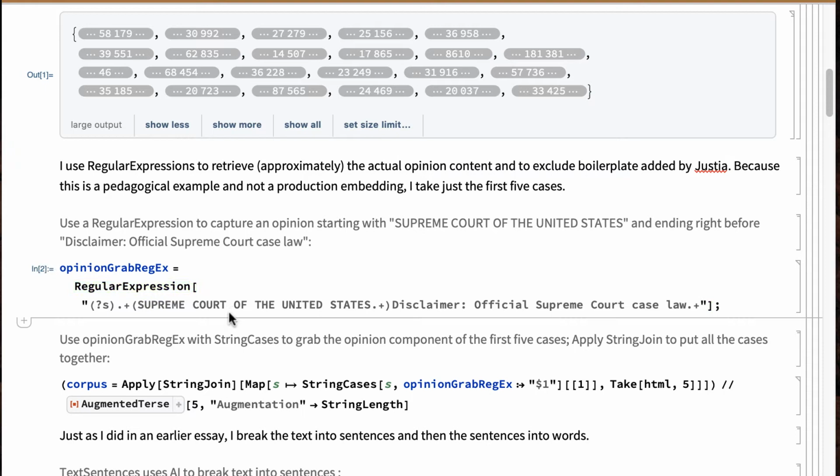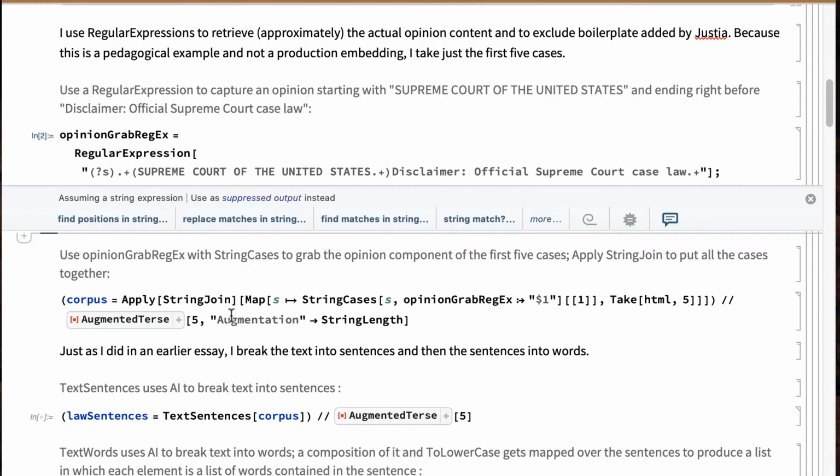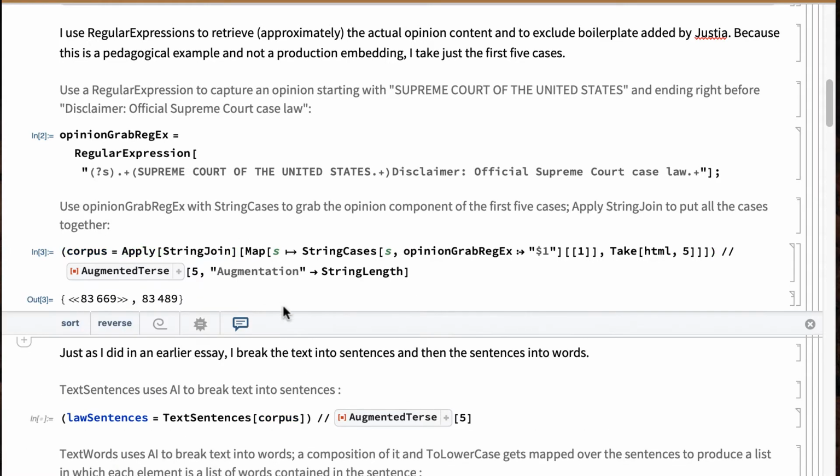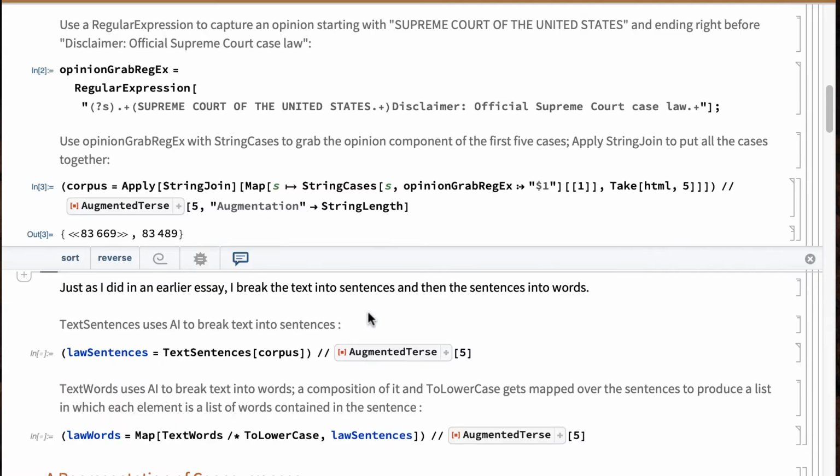So let's create that regex. And now we'll use StringCases with that regex, and we'll take the capture and we'll output it. And remember, StringCases produces a list. We only want the first item, and I'm only going to be looking at the first 5 cases here. And this is going to produce our corpus. It's an 83,489 character extravaganza, and that's what we'll be using.